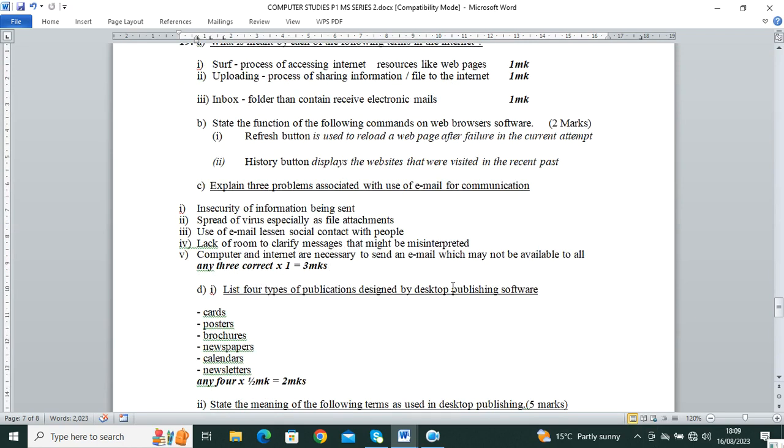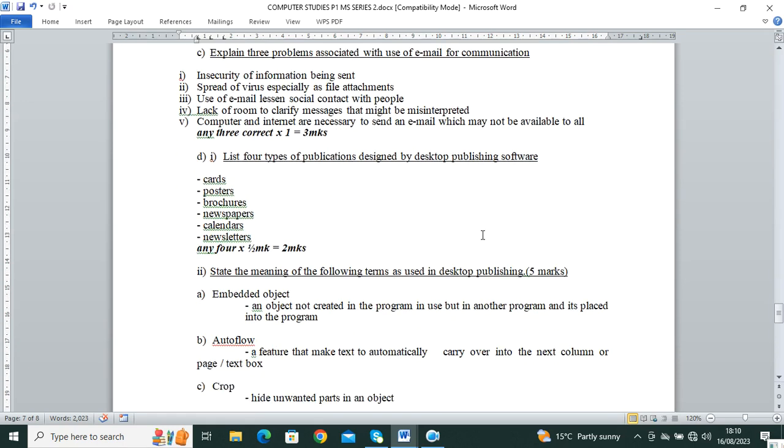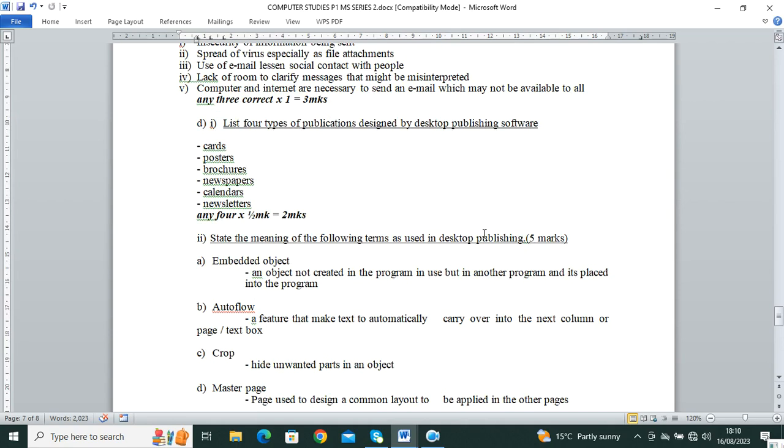Then we have, state three problems associated with the use of email for communication. Number one is insecurity. It can be hacked. Spread of viruses. Somebody may send you a file from infected machines. Though in some cases, Microsoft or Yahoo or Google will identify the virus and remove or block the email. Use of email to lessen social contact with people. Lack of room to clarify a message that might be misinterpreted. A computer and internet are necessary to send an email, which may not be available to all. That's very crucial.